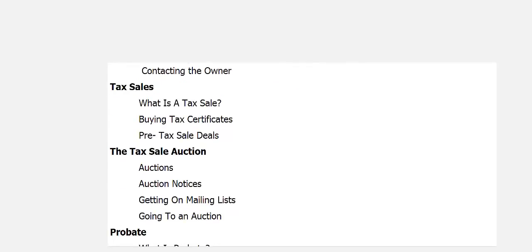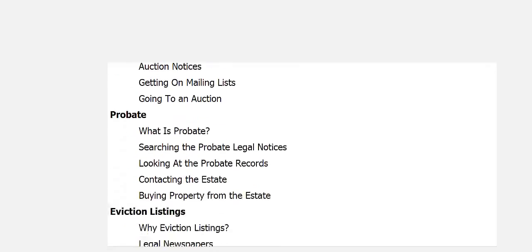Tax sales. What is a tax sale? Buying tax certificates. Pre-tax sale deals. The tax sale auction. What are auctions? Auction notices, getting on mailing lists, going to an auction. Then we move into probate.